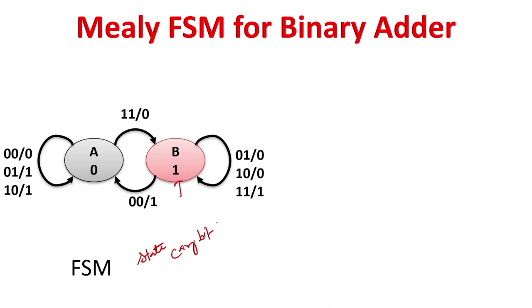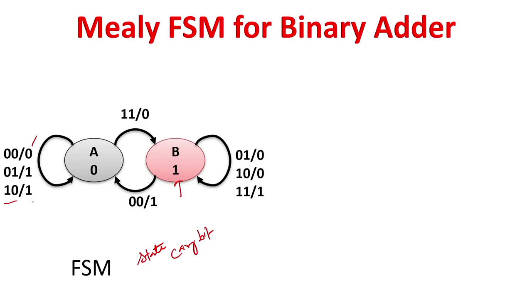The state says about the carry bit. If carry bit is 0 and x y is equal to 0, the output will be 0. If x y is 0 1, the output is 1, but the carry bit will stay at 0 in this case. If the input is 1 0 and carry bit is 0, then it will generate sum equal to 1 and carry bit equal to 0. And the carry bit represents the state in this case.